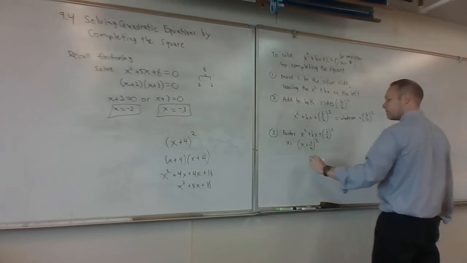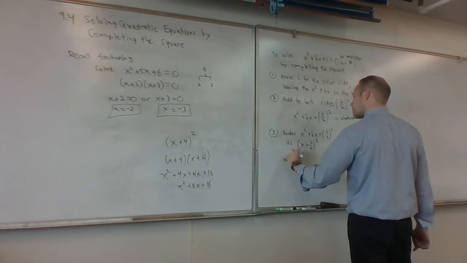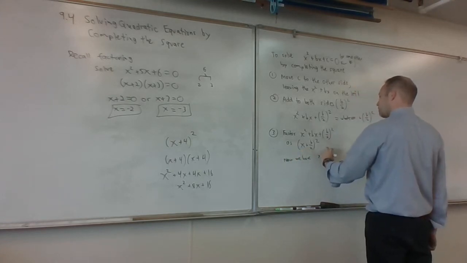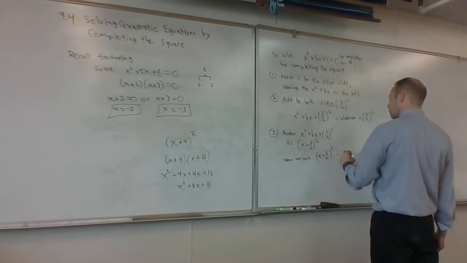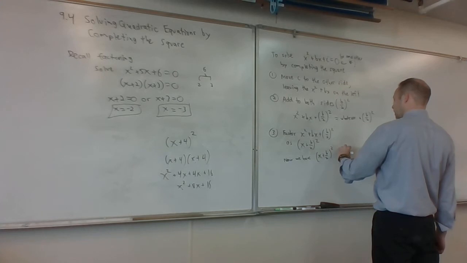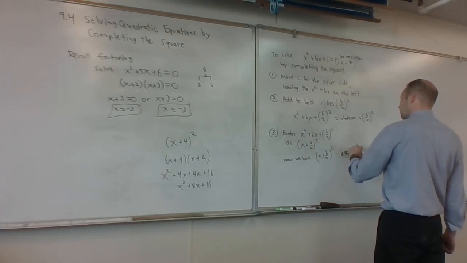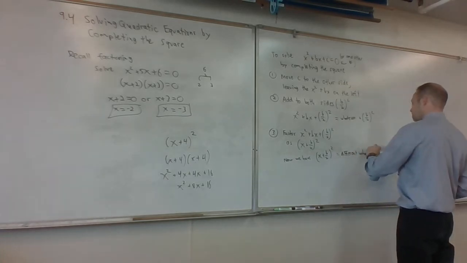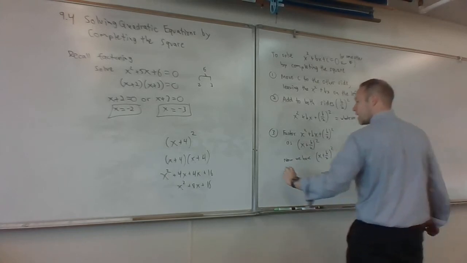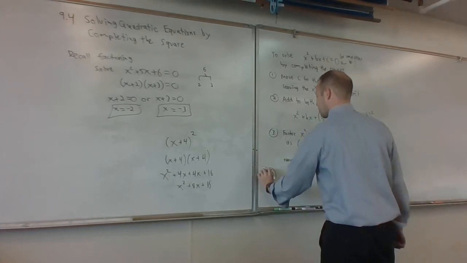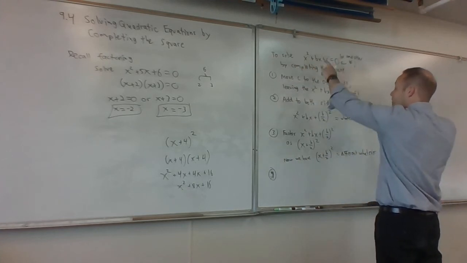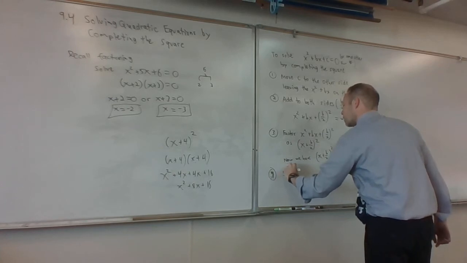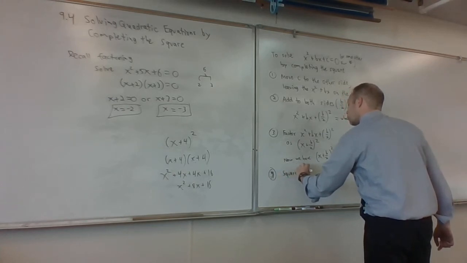So now we have x plus b over 2 squared equals a different whatever. Now to solve, this is step number 4. We're wanting to solve this equation, to find what values of x will make it true. I could say here, square root both sides.